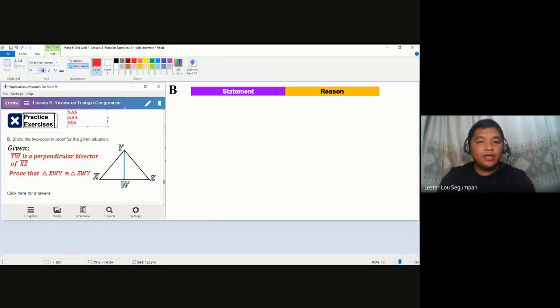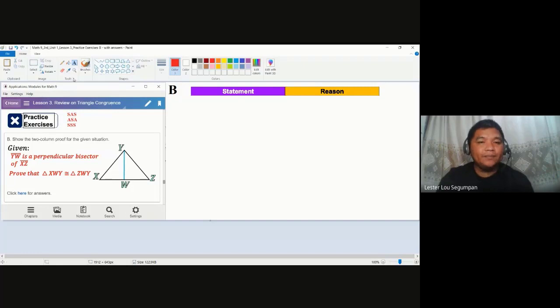We have these three triangle congruence postulates, and if we could establish these three corresponding parts, any of these three, then we could come up with triangle congruence. Let's try this problem in this practice exercise and find out which of these three may be present here. We are going to come up with a two-column proof.